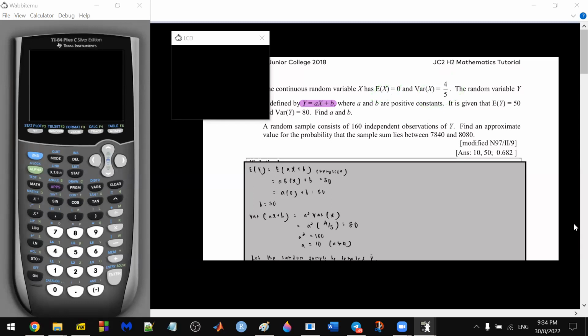Continuous random variable x has expectation E(x) equals 0, variance of x equals 4/5. Random variable y is defined by y equal to ax plus b. A and b are positive constants. Given the expectation of y is 50, variance of y is 80, find the value of a and b. Expectation of y, substitute y with ax plus b. Split it up because of linearity.